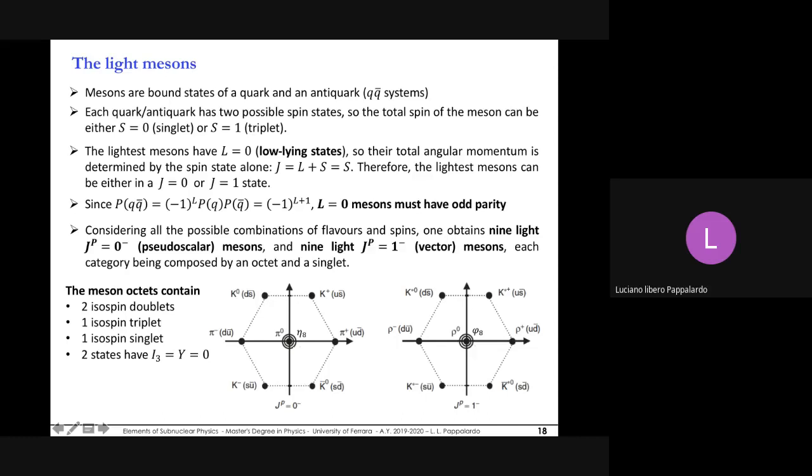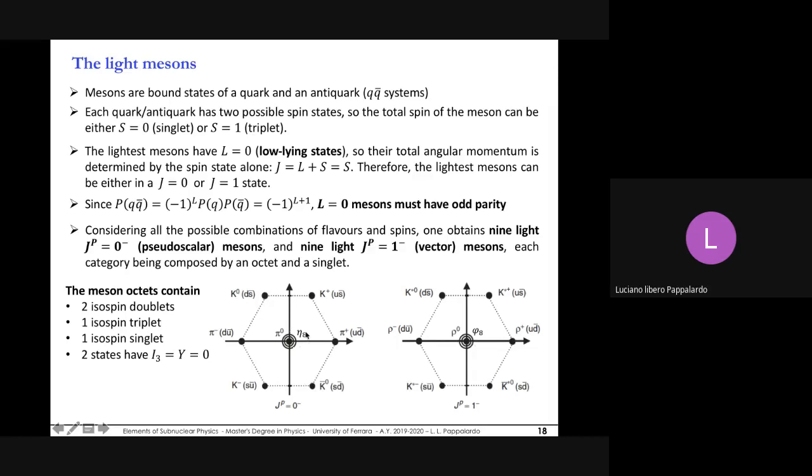Here we see in the central row the 3 pions, pi minus, pi 0, pi plus, which indeed form an isospin triplet. So we have 3 states. Then we have the 2 isospin doublets, which are the K0, K plus, and the K minus, K0 bar, which come with either plus or minus isospin symmetry.